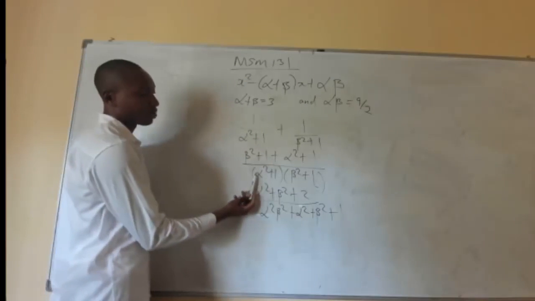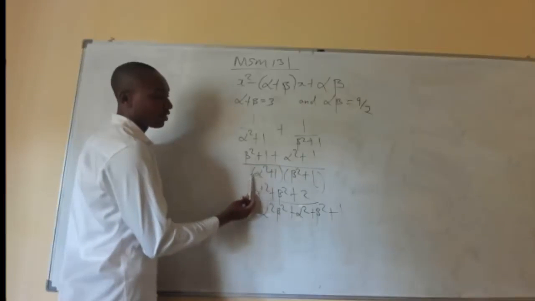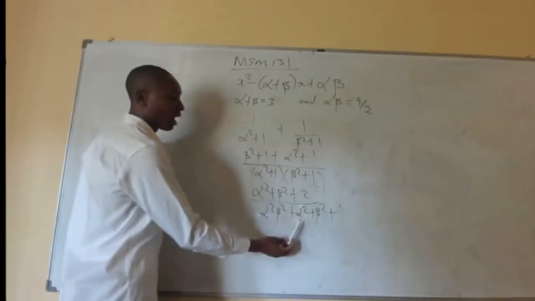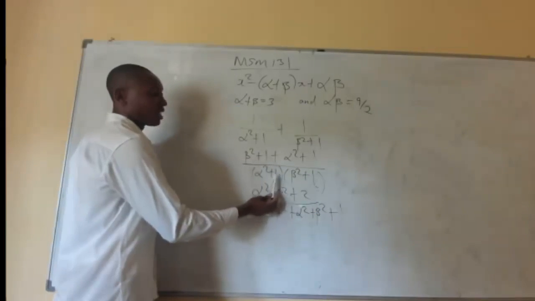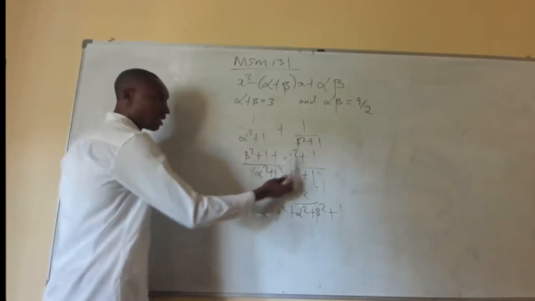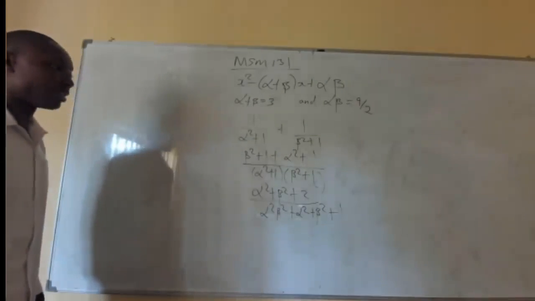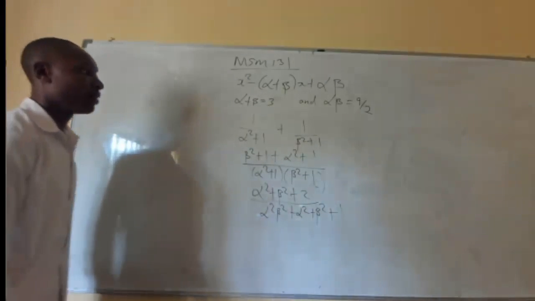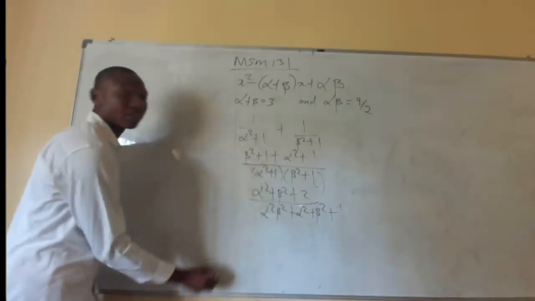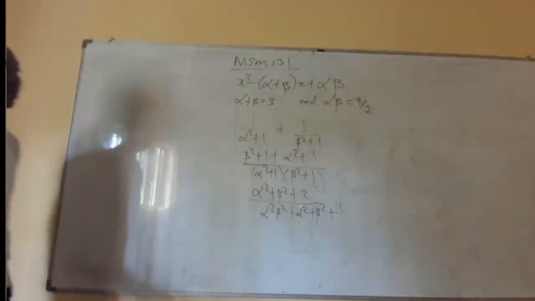So I'll repeat that. We're saying alpha squared times beta squared, alpha squared beta squared, alpha squared times 1, alpha squared, 1 times beta squared, 1 times 1, 1. Okay, so that is that. We are done with that. But of course, that's not our final part. So where next do we go to?